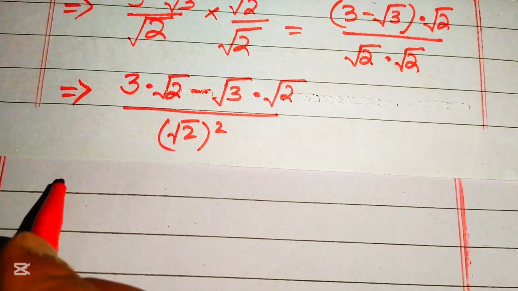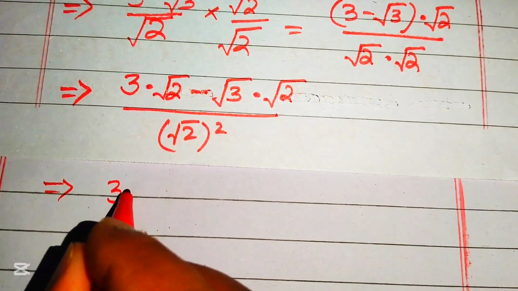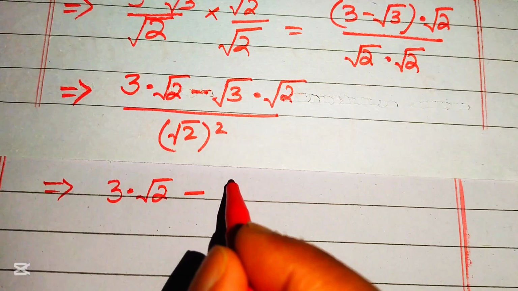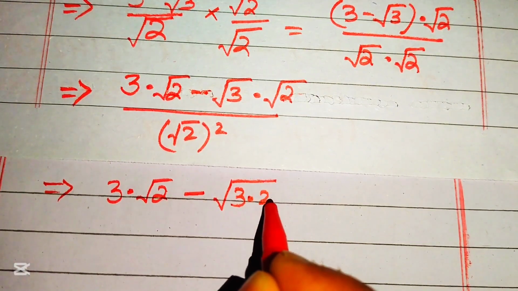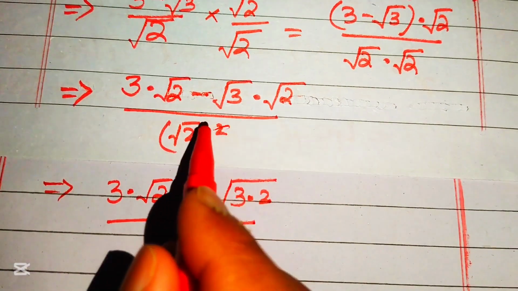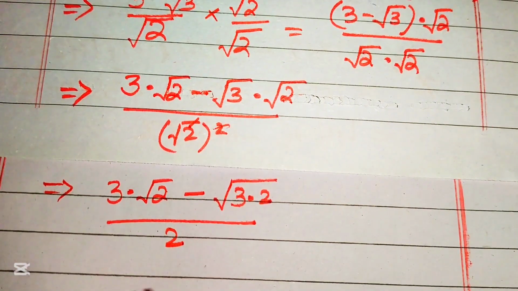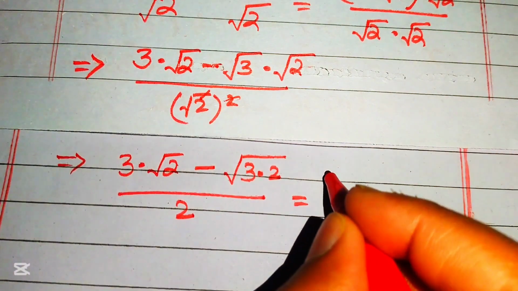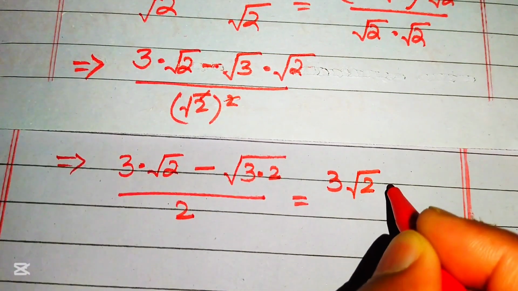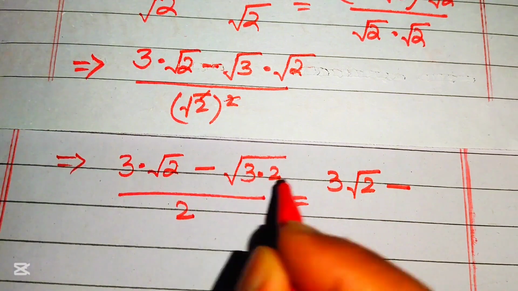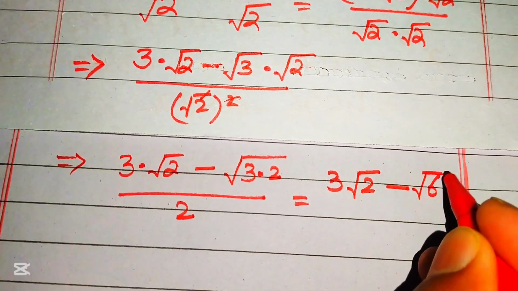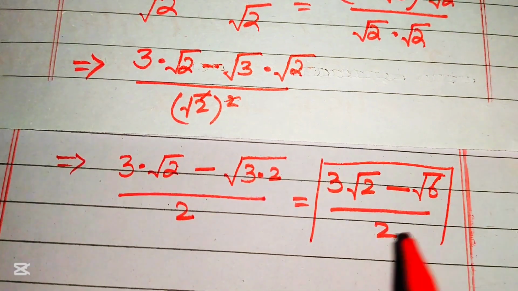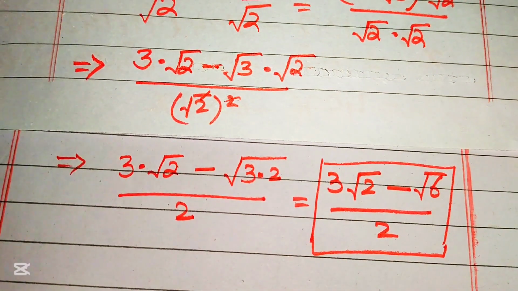So now after this step, we have 3 times square root of 2 minus, here we need to combine the square roots of these two terms, and it will be written as square root of 3 multiplied by 2, and it is divided by 2 only, since the square and square root are gone. So we write this expression in this form: 3 times square root of 2 minus square root of 6, divided by 2. This is our final simplified form of the given algebraic expression, and this is the final answer.